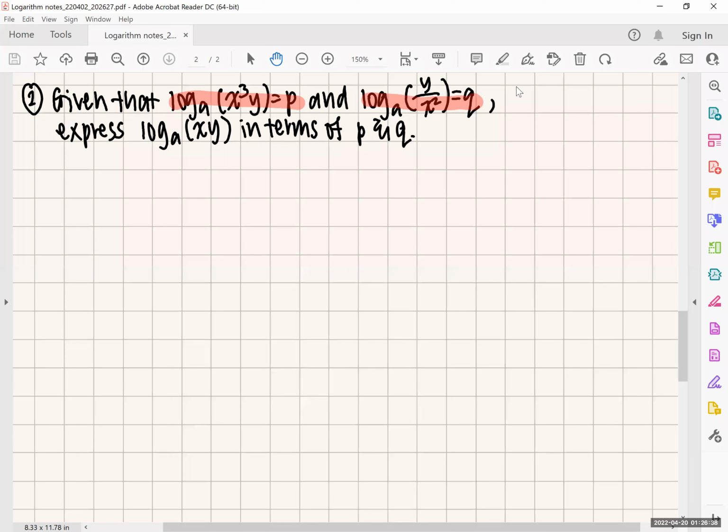All right, so how I'm going to go about doing this is first I need to understand what they mean by this, right? In terms of P and Q. Meaning at the end of the day, when I express log base A, X, Y, my answer on the right-hand side must be just P and Q. So what I'm going to do is the splitting method that we learned last lesson also. So what is the splitting method? Meaning log A xy is actually equal to log A x plus log A y. This is the splitting method that we learned last lesson.